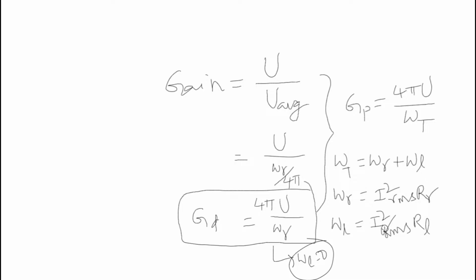Then we have another parameter, that is radiation efficiency. Somewhat it is related to GP and GD. Antenna efficiency is defined by the ratio of the radiated power to the total power. Radiated power is considered in the GD and the total power is considered in the definition of GP.